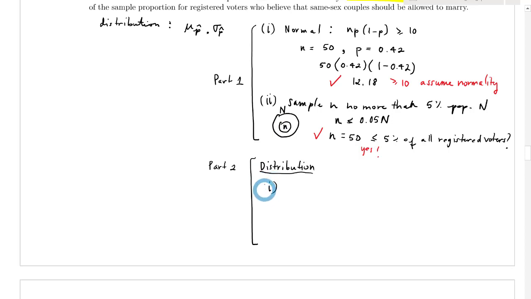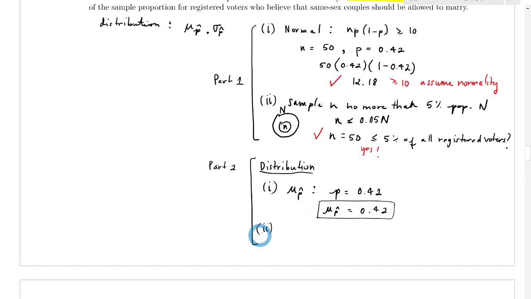So the first thing about the distribution would be mu sub p hat, right? So since we know that p is equal to 0.42, and we can assume normality because this criteria was satisfied, the mean mu sub p hat is also equal to 0.42.